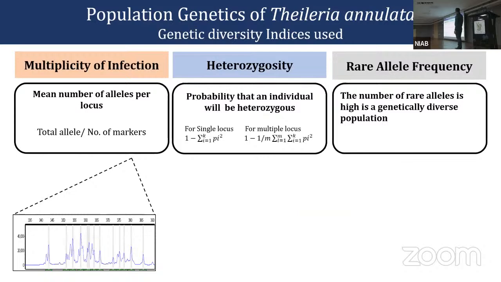So first of all, genetic diversity. How do we measure genetic diversity? There are 3 indices that I have used to measure the genetic diversity. One is called multiplicity of infection, then heterozygosity and rare allele frequency. Multiplicity of infection tells you about the number of genotypes present in a single infection. And why is it important? Because it has been seen that the higher the number of genotypes, the higher the infectivity or pathogenesis.